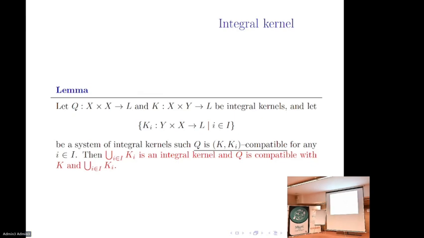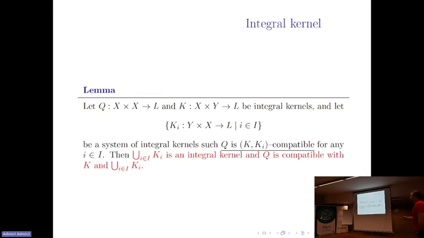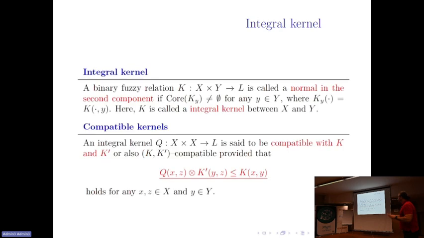Now, it's interesting that if we have more functions, so more kernels Ki, that are compatible, also Q is compatible with K and Ki, so the union of these kernels, which are defined in the opposite way. Again, Q is compatible with K and this union. So it means that Q can be arbitrary, but the compatibility is given like here.